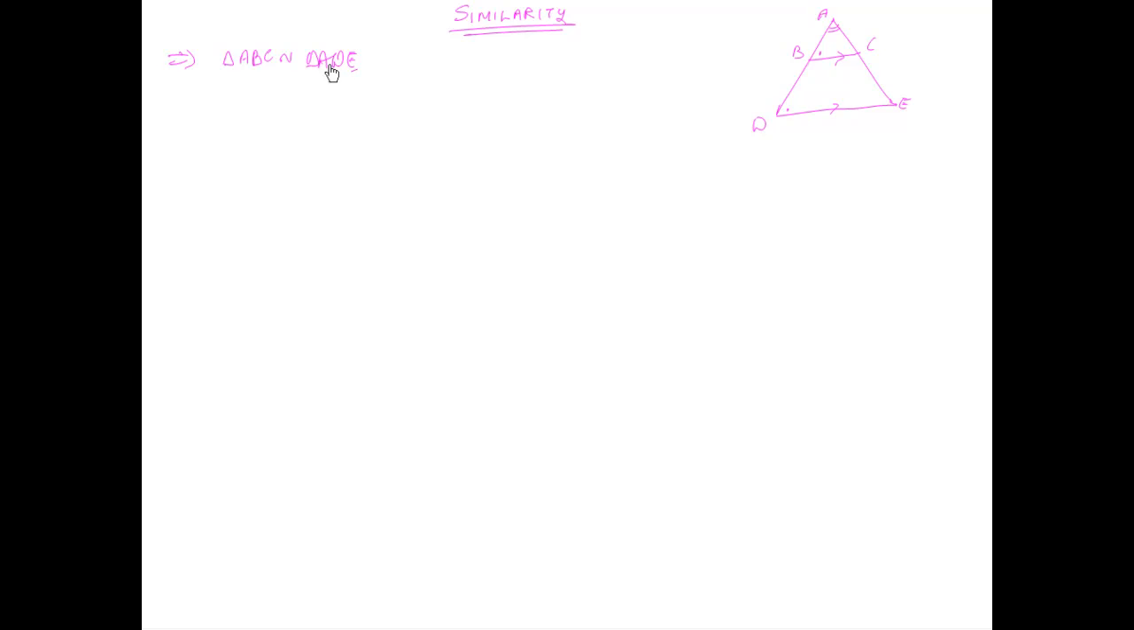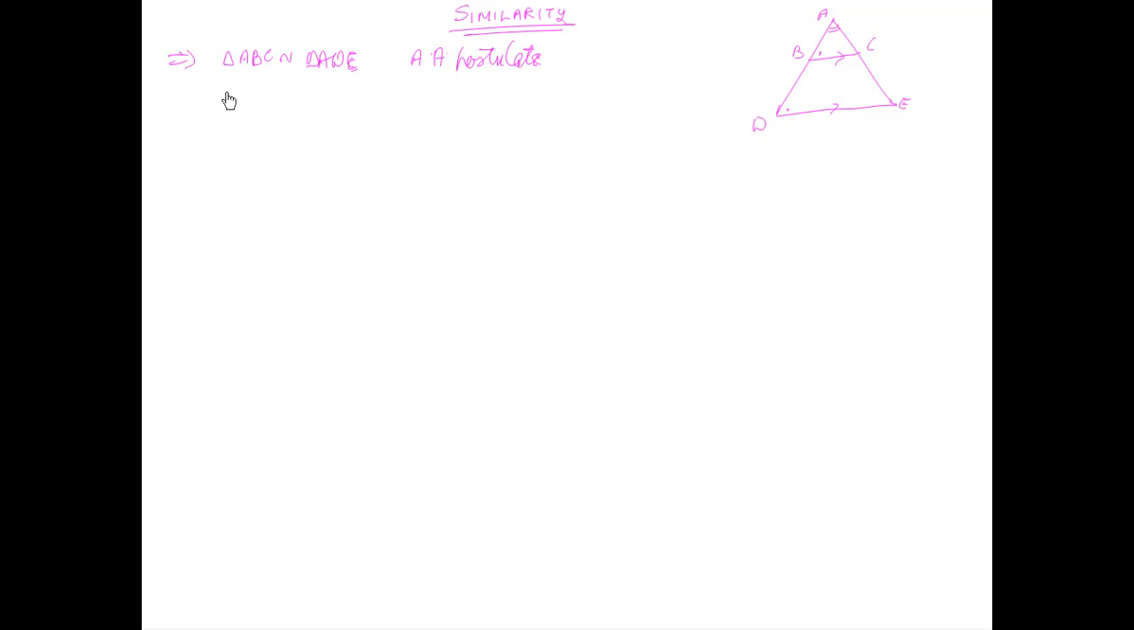Students, see, it's one-to-one correspondence. Angle A is equal to angle A, common angle. Angle B equal to angle D, corresponding, and C is equal to E, again corresponding angle. So children, write that in proper order. And this is by AA postulate.